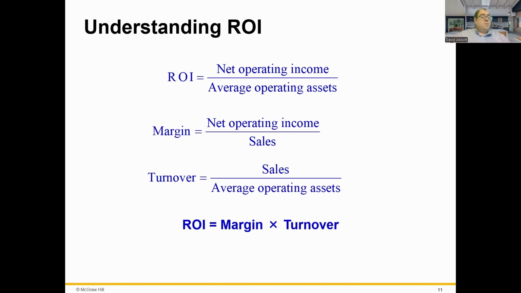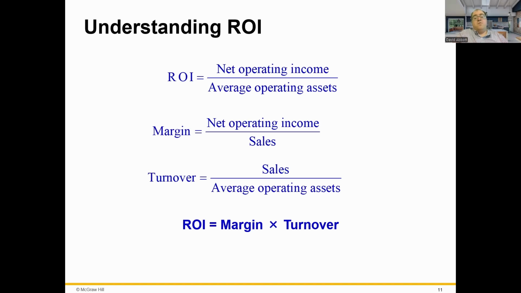So DuPont pioneered the use of ROI and recognized the importance of looking at the components of ROI, namely margin and turnover. Margin is computed as shown, so net income over net sales, and is improved by increasing unit sales, increasing selling prices, or reducing operating expenses. The lower the operating expenses per dollar of sales, the higher the margin earned.